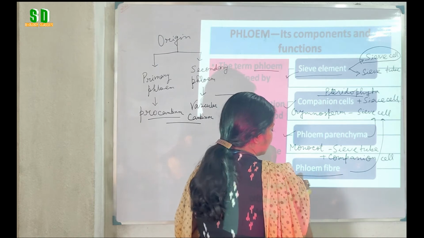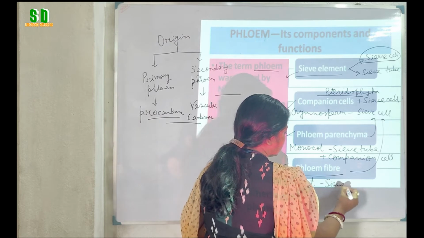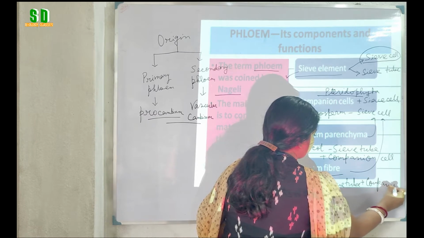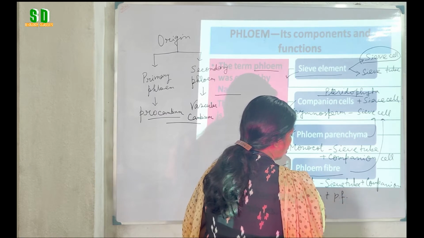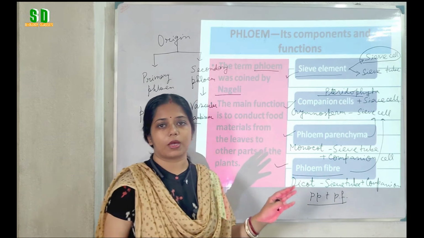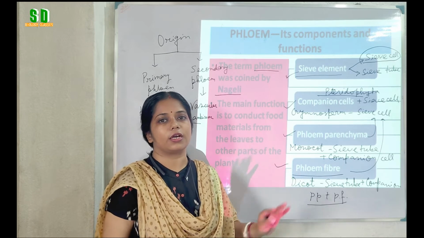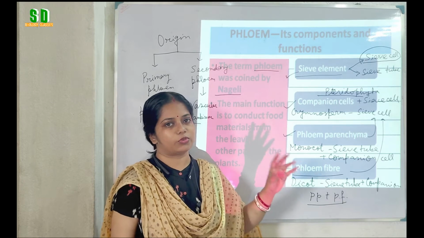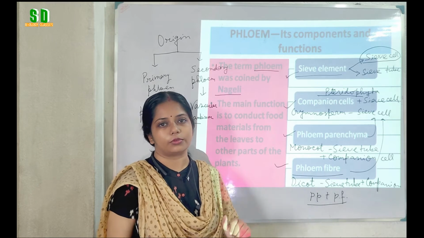But in dicot plants, sieve tube, companion cells, phloem parenchyma as well as phloem fiber. All the four members are present in dicotyledonous angiosperm. So from here we get the idea that phloem tissues are present in all the vascular plants, in Pteridophyta, Gymnosperm and Angiosperm, but their components differ from one group of plants to another.